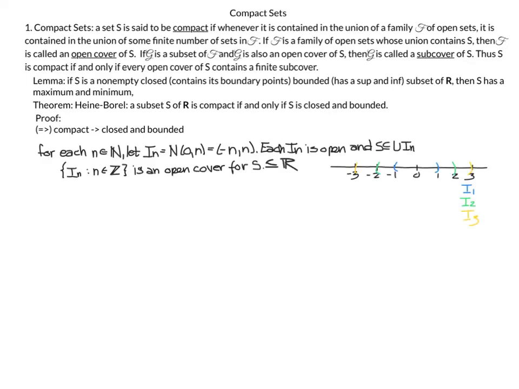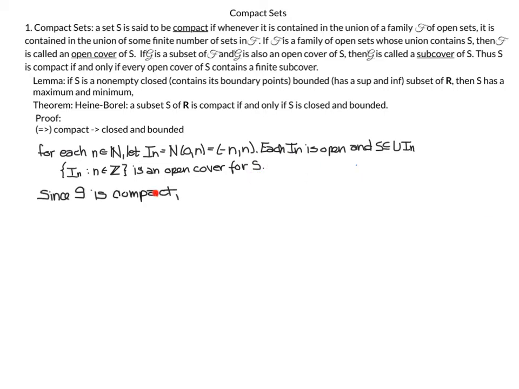The open cover we used is the one we had discussed previously, where IN is the neighborhood centered at 0 with radius n, or the open interval negative n to n. And we talked about how this would be an open cover for S, a subset of the real numbers. Since S is compact, IN will contain a finite subcover, so we can label that S is contained in some subset, IN1, IN2, up to INK.